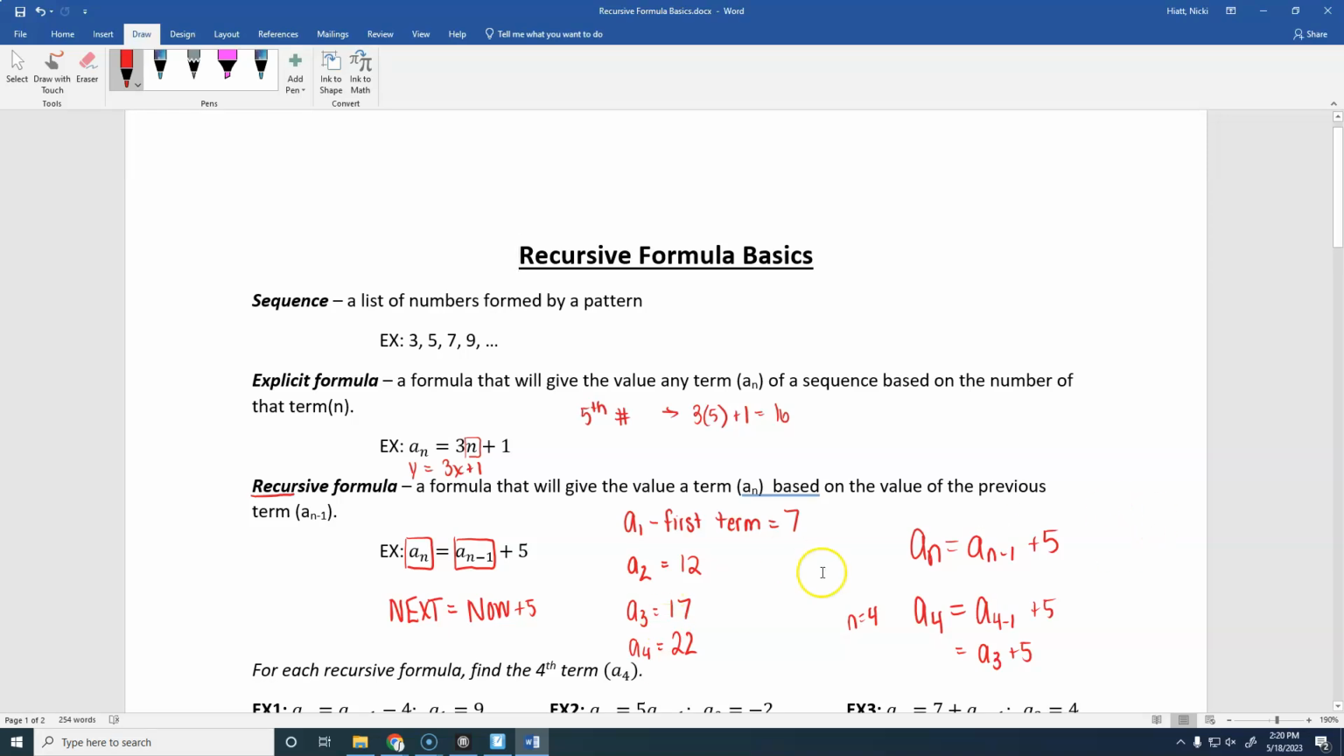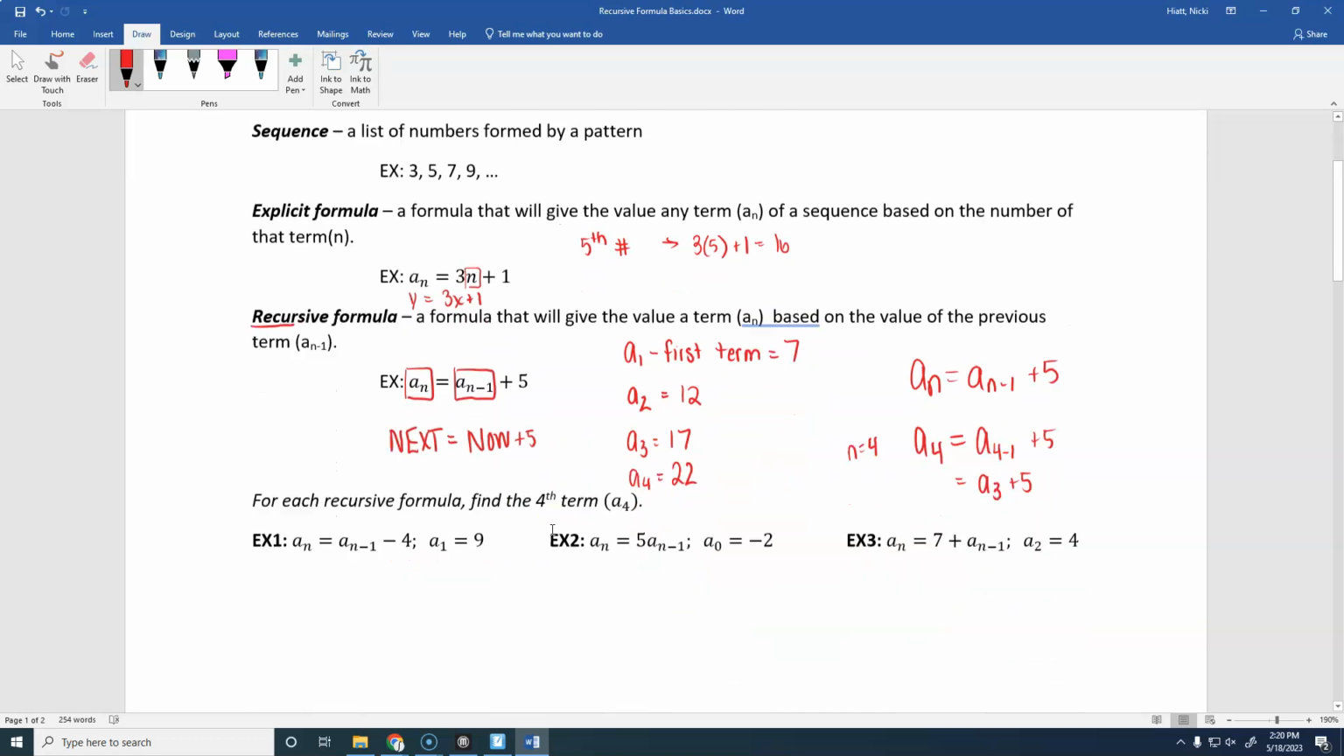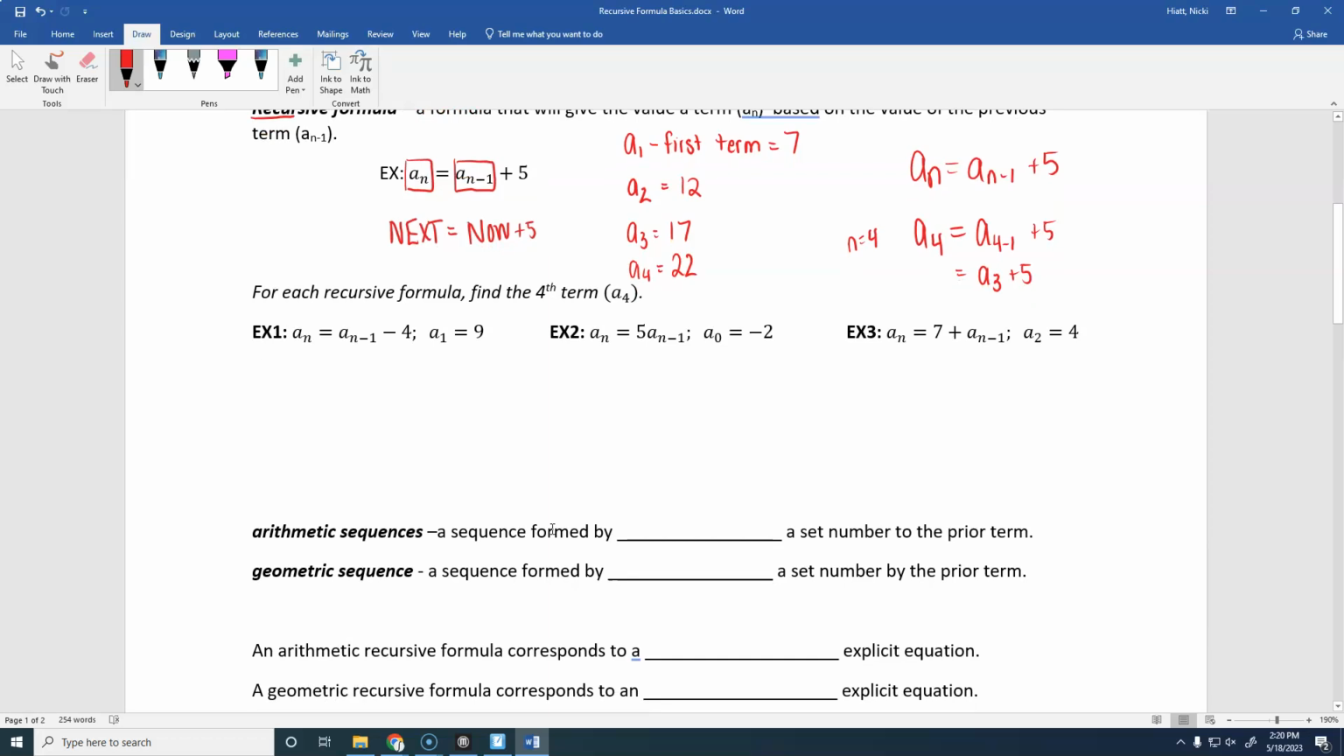Or you can kind of, I like thinking of it as the next number equals what you have now plus 5. I think that makes more sense, is a little easier to follow. We used to have to do recursive formulas more, but we could use the next now notation because they put it on the test like that, and I liked that better because kids could follow that actually pretty well.